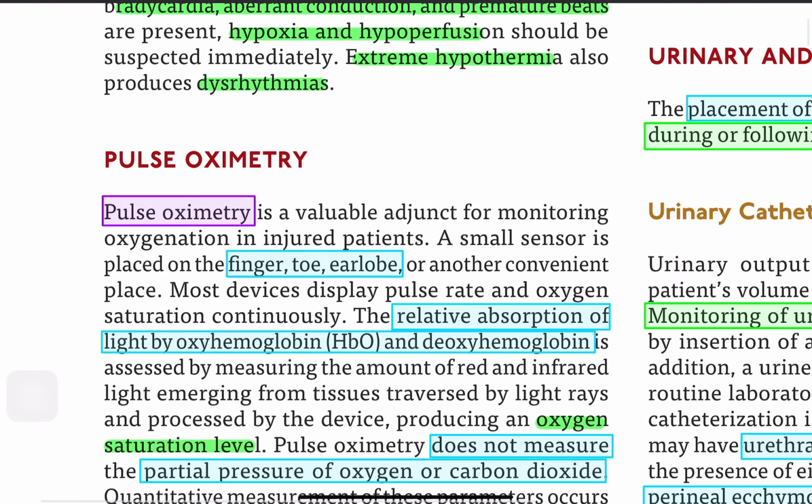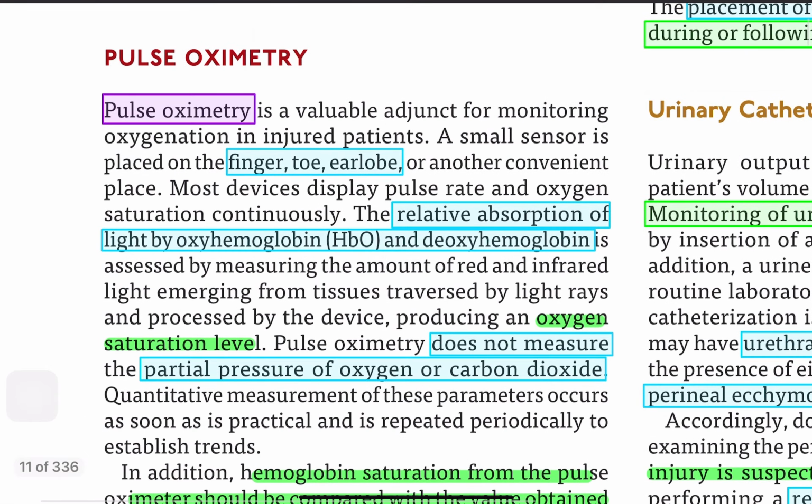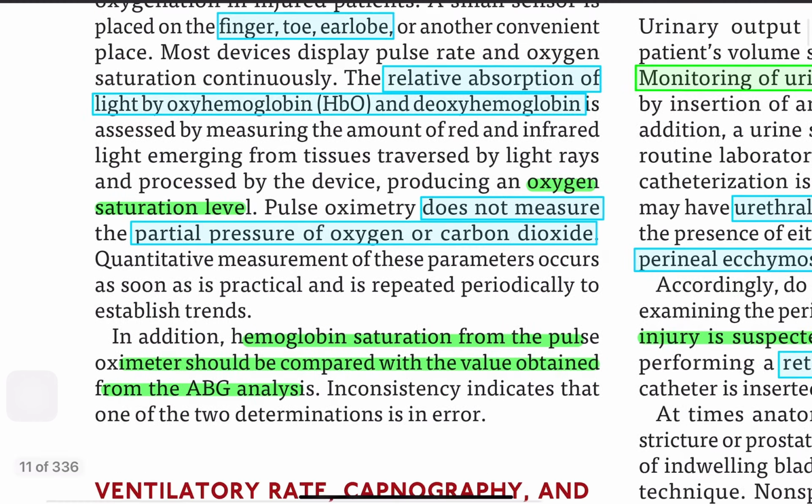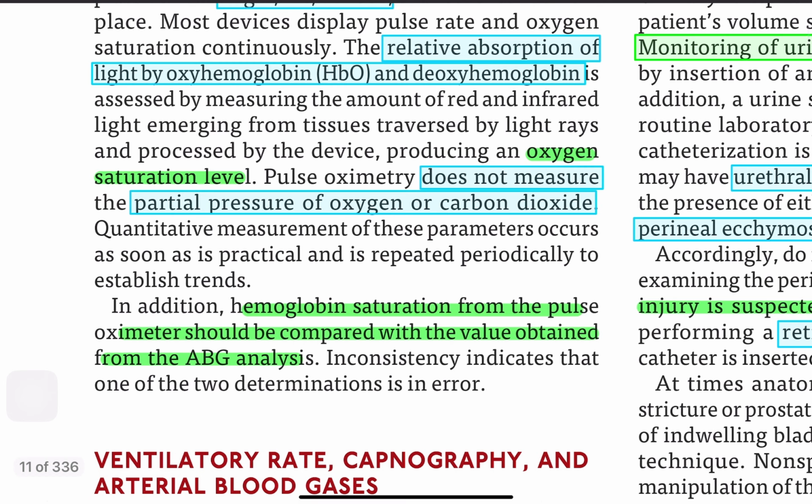Okay. So a bit about pulse oximeter. So we can apply it on finger, toe, and ear lobe. So this can be asked. Ear lobe also is a site. So how does it work? By the relative absorption of light by oxyhemoglobin and deoxyhemoglobin. So what it cannot measure: it does not measure the partial pressure of oxygen or carbon dioxide. Okay.